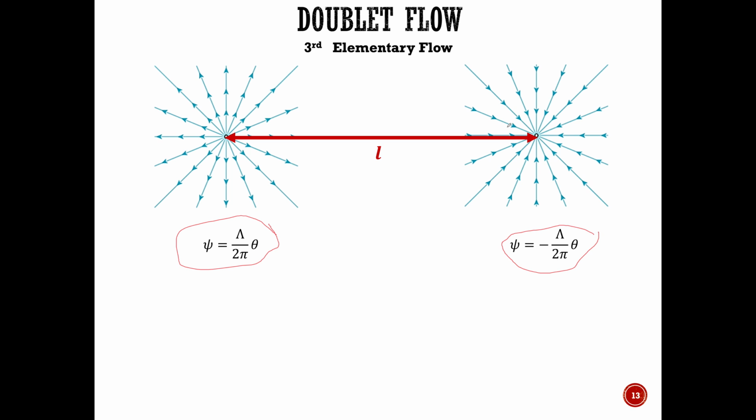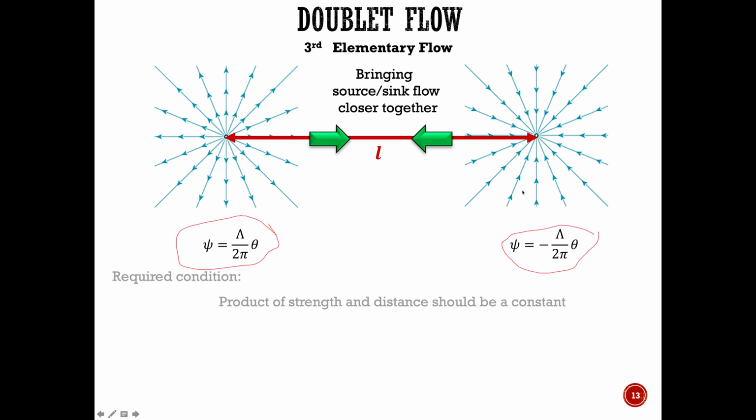It may seem a bit odd, but think about it. When you bring these close to each other, when they lie on top of each other, they cancel each other out, so there's no point in doing that. What we're trying to do here is bring this source and sink close to each other so that the product of the strength times the distance stays constant. That's a condition: the product of the strength and the distance is a constant. We call that kappa. Kappa is sort of like the strength of the doublet.